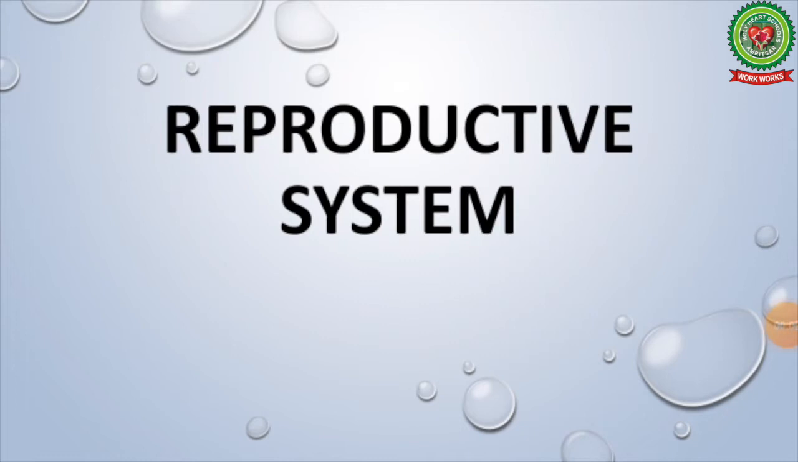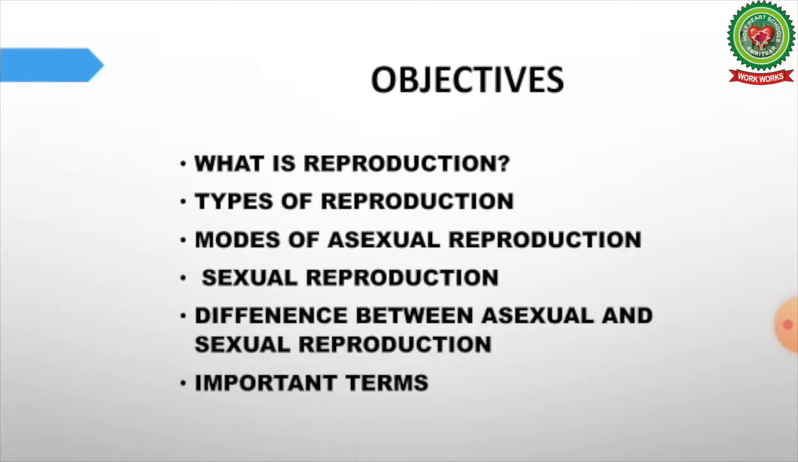Today we will be discussing the chapter Reproductive System. The objectives of this chapter are: what is reproduction, types of reproduction, modes of asexual reproduction, sexual reproduction, difference between asexual and sexual reproduction, and some important terms.